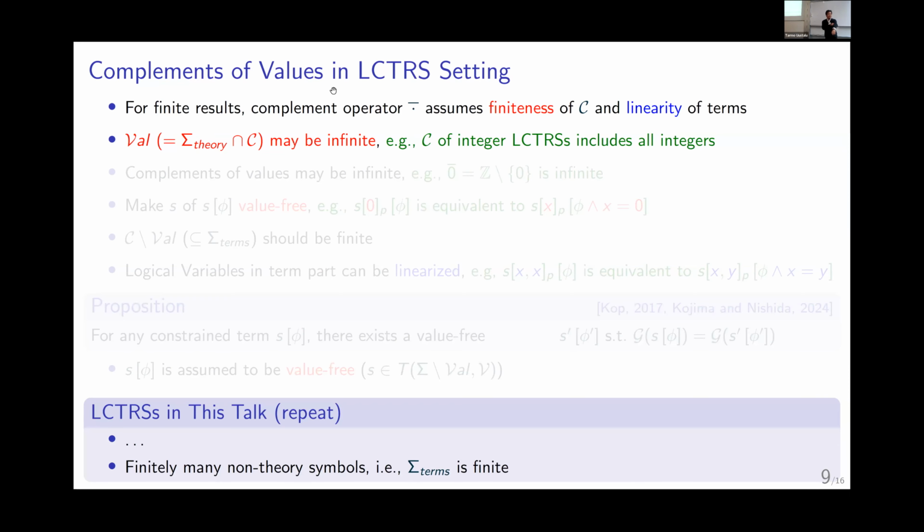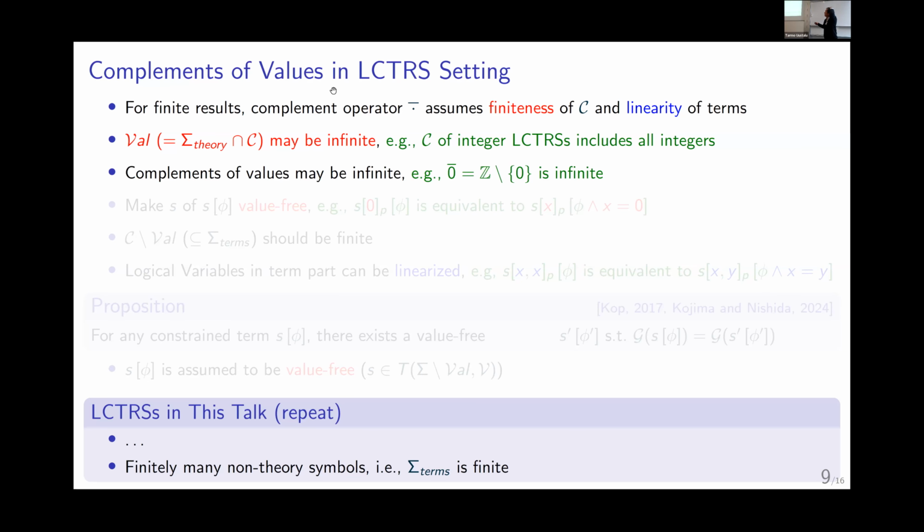And let's consider the extension. So what is difficult for extension is values. So the complement operator assumes finiteness of signature and linearity of terms. But, for example, integer LCTRS includes all integers as values. But integers are constructors in this system, and thus the signature is not finite.